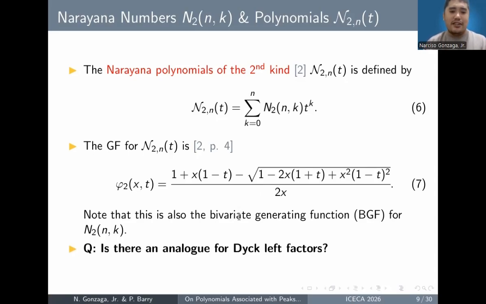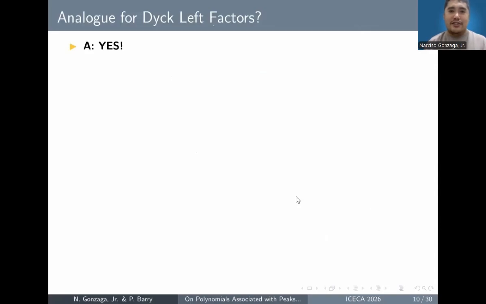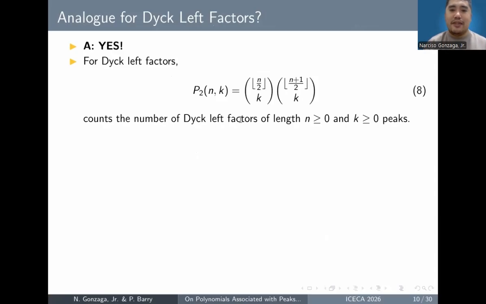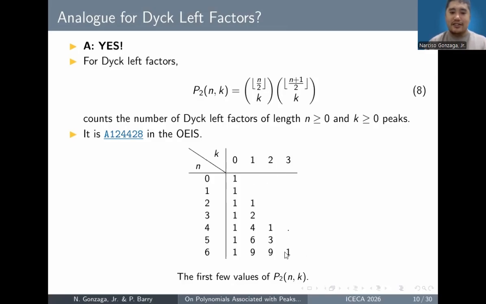The question here now is, will there be an analog for Dyck left factors? Well, the short answer is yes. In fact, one can find a family of numbers defined in equation 8 that counts the number of Dyck left factors of length n and with k peaks. Here we denote this by p sub n,k. And it is listed as A124428 in the OEIS. And its first few values are shown here in the table.